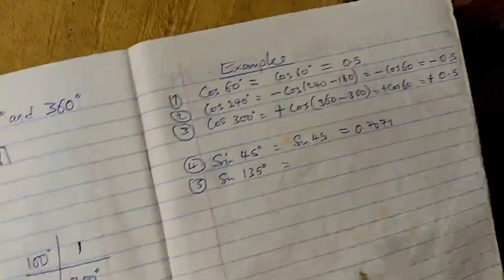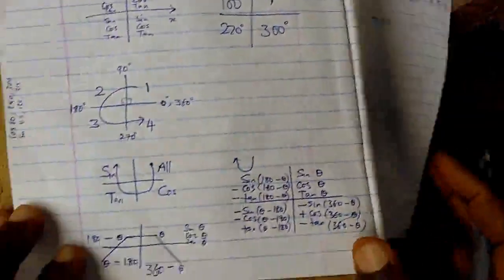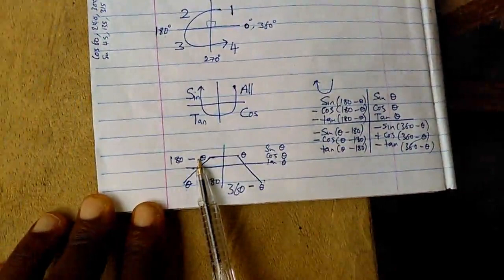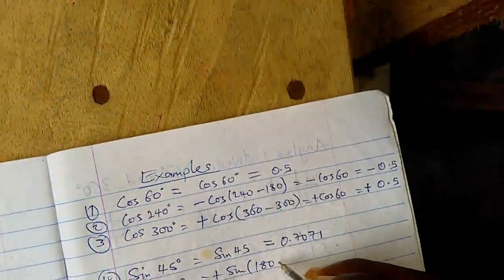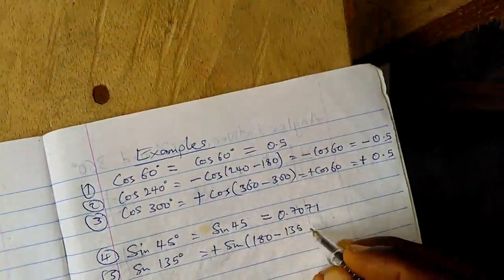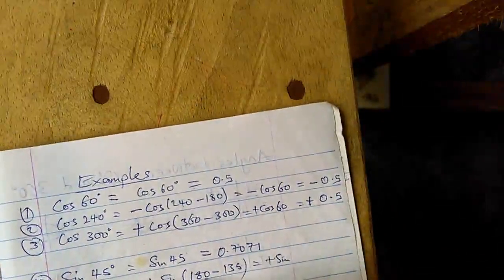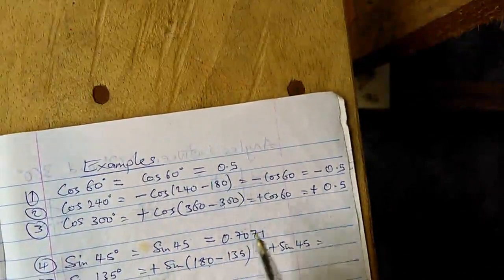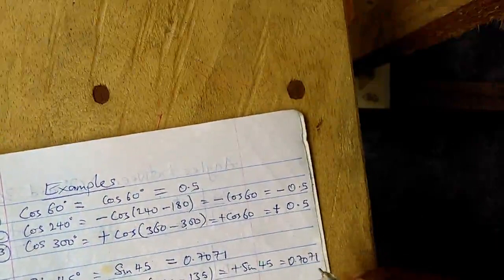So you have plus sine. But what do we do with the angle? In the second quadrant, we subtract the angle from 180. So 180 minus the angle given, 135, and that gives you plus sine of 180 minus 135, which is 45. Sine 45 is 0.7071.